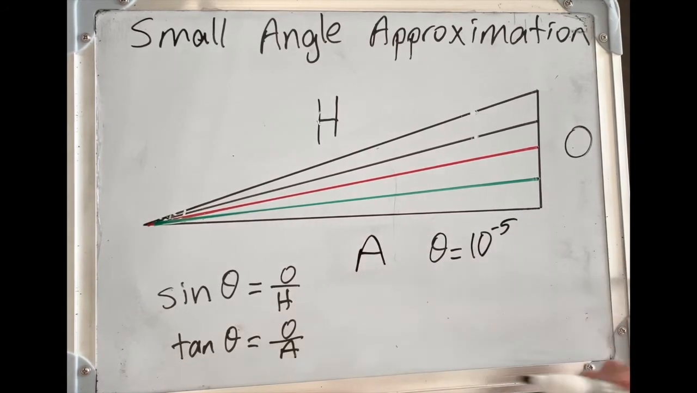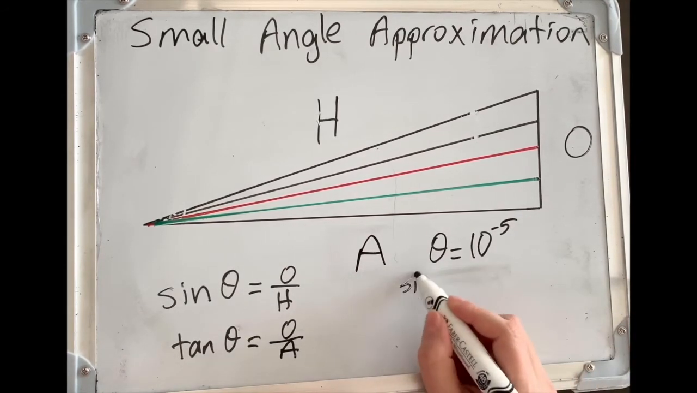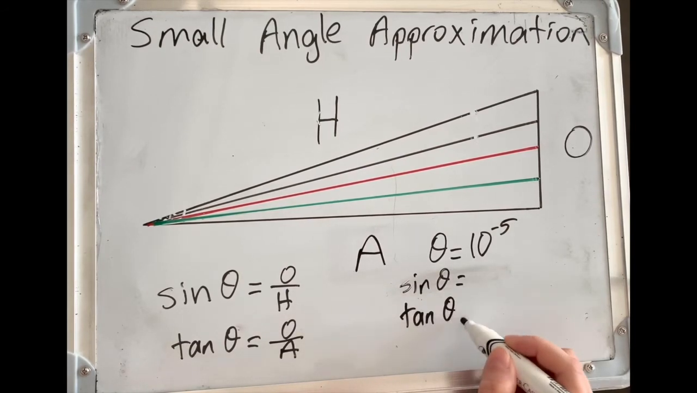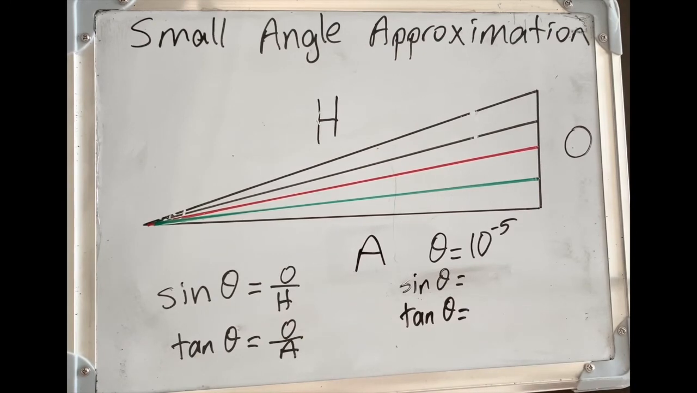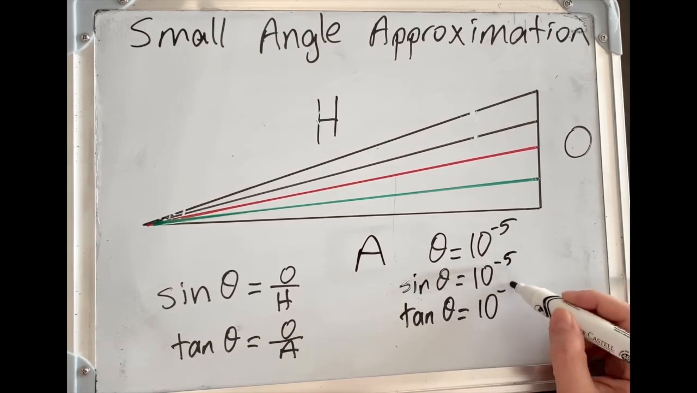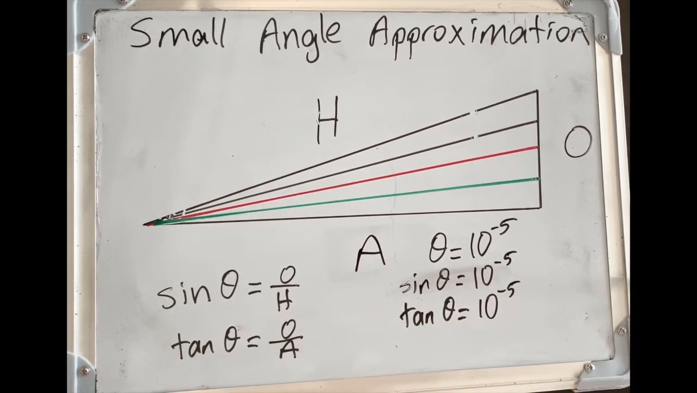Now, I want you to take your calculator and calculate for an angle of 10 to the minus 5. Calculate the sine of this angle and the tangent of this angle. Pause the video, do that, and you will see that these are all equivalent, because if the angle is small enough to be close to 0, the angle, the sine of the angle, and the tangent of the angle are said to be equal to each other. This is the small angle approximation.